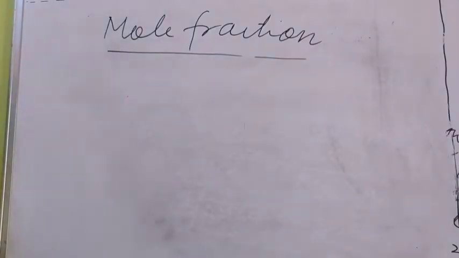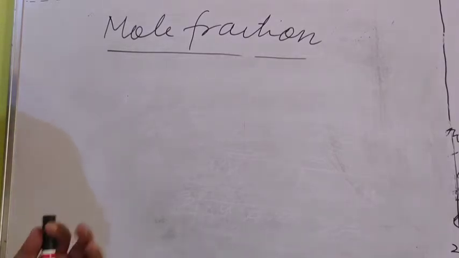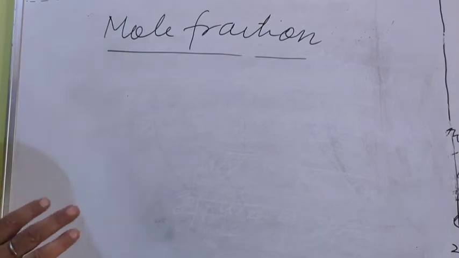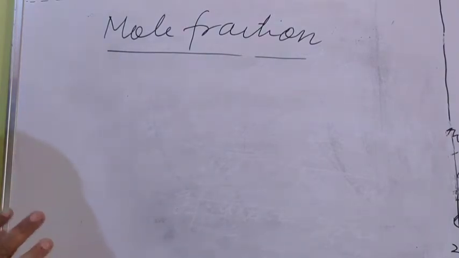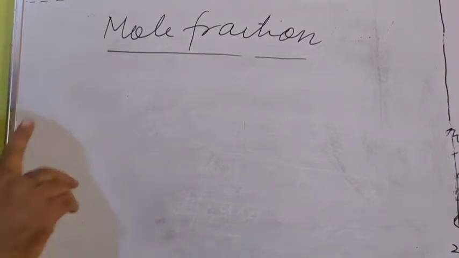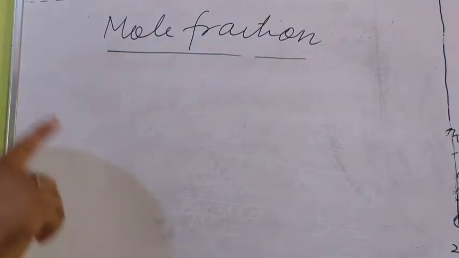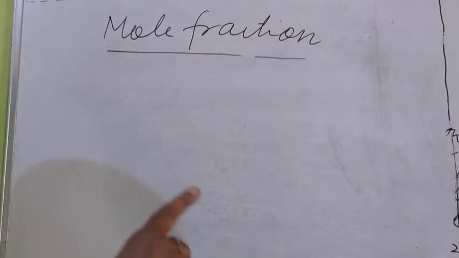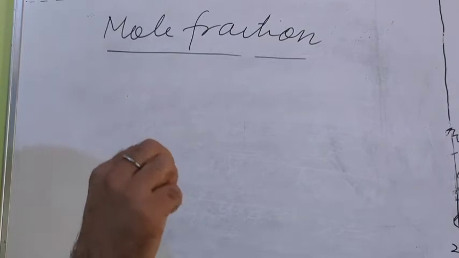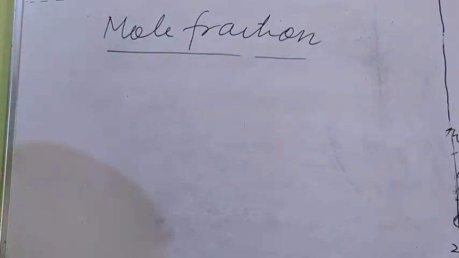Mole fraction is the ratio of the number of moles of one component to the total number of moles of all the components of the solution. Means mole fraction is the ratio of the number of moles of one component to the total number of moles of all the components of the solution.